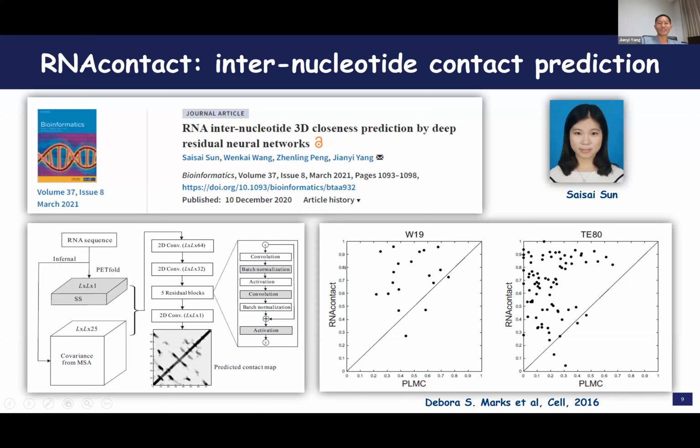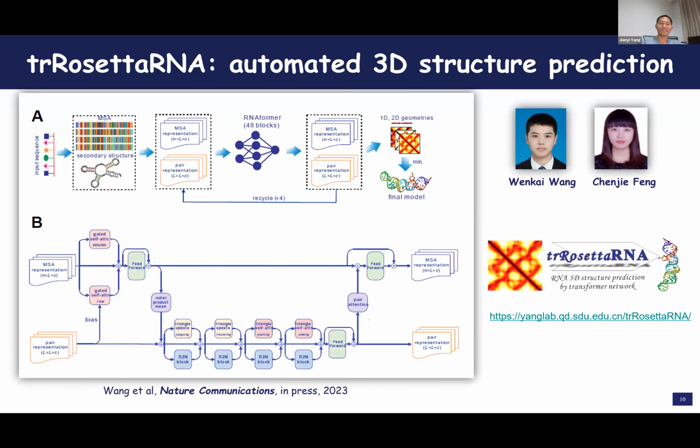Unfortunately, when we tested whether this kind of predicted contact can be used to improve 3D structure prediction, we were disappointed to see that the improvement is not very significant. So we said, okay, let's just go to 3D structure prediction directly. That's the method we call trRosettaRNA, developed after trRosetta.